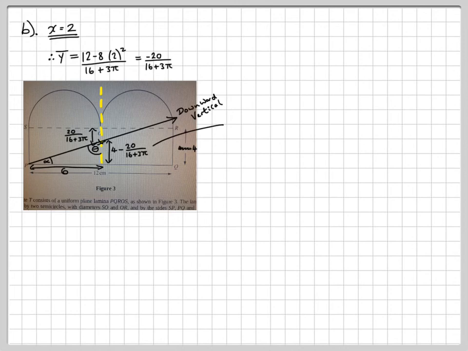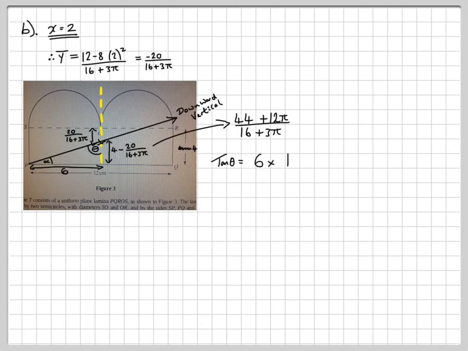I'm going to do a little breakout arrow to the side just to tidy up my working, and that would give me the following. And you'll see what I've done there, just subtracted 20 over 16 plus 3 pi from 4, so I need to get the same denominator, so I essentially had 4 times 16 plus 4 times 3 pi minus 20 all over 16 plus 3 pi, which simplifies down as shown, and then we can start.